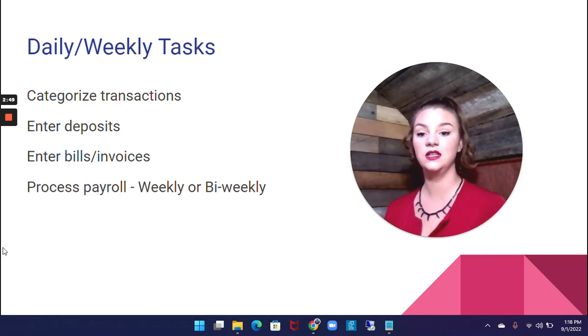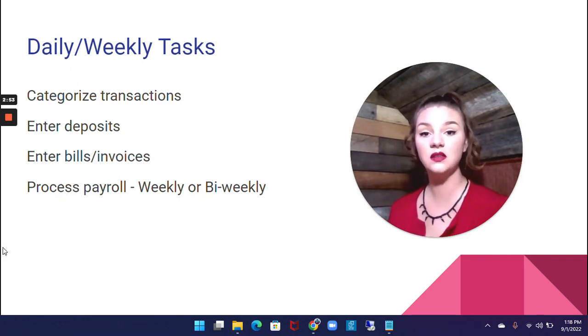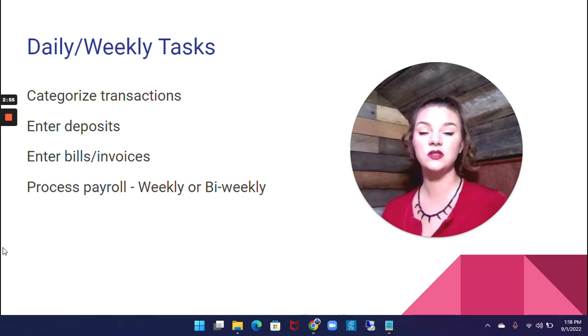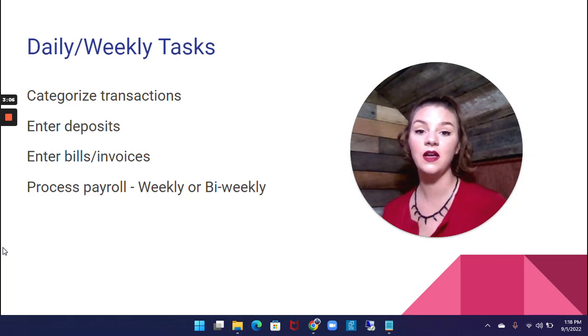So you can do this either weekly, bi-weekly. Some people have it set up like once a month. Most cases though it's done bi-weekly. If you're not handling payroll, then you don't have to worry about this, but if you are, then you'll need to process that payroll at least weekly, if not bi-weekly.